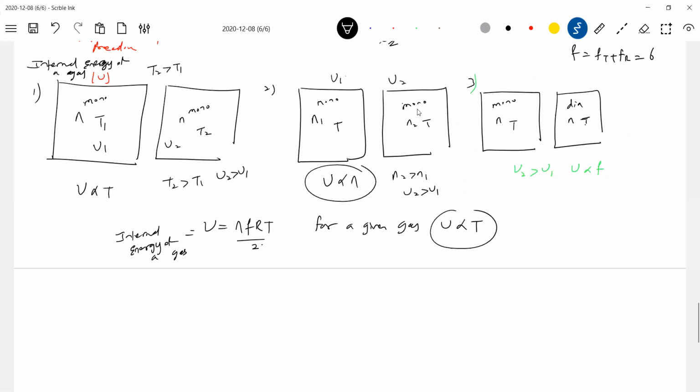Sir, are internal energy and translational kinetic energy the same, sir? What we discussed till now: the total energy of a gas is called the internal energy. In what form will the gas have energy? In the form of translational only for a monatomic gas, and translational plus rotational for a diatomic gas. That's all.